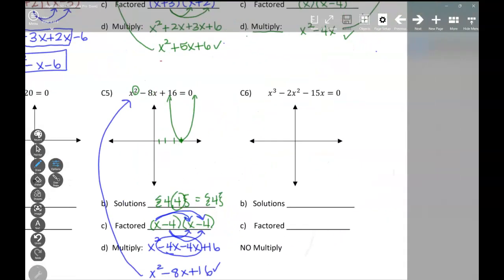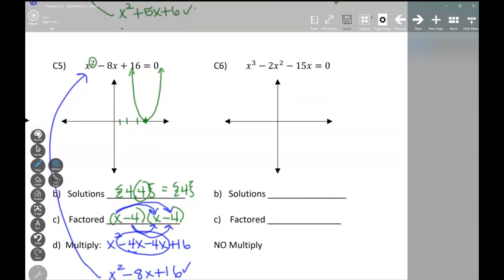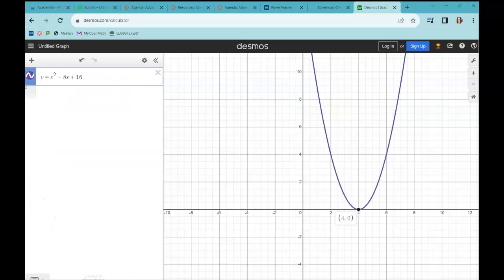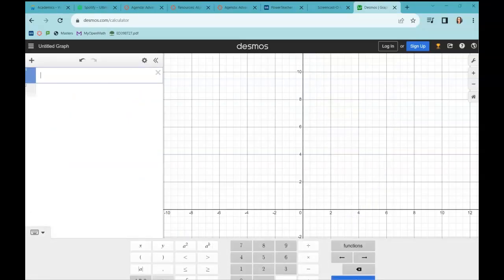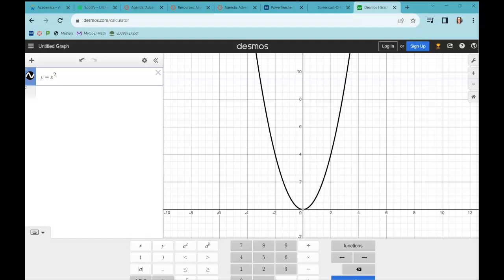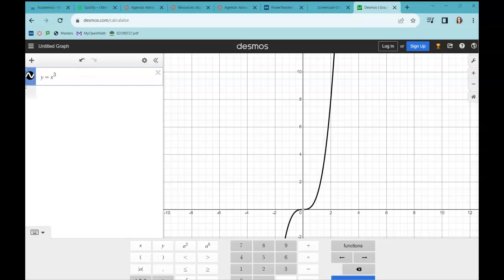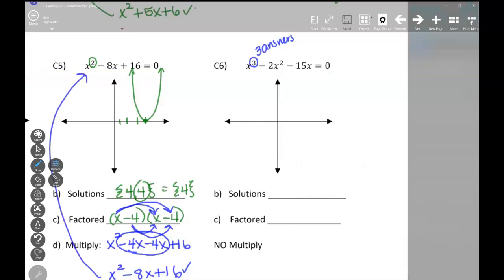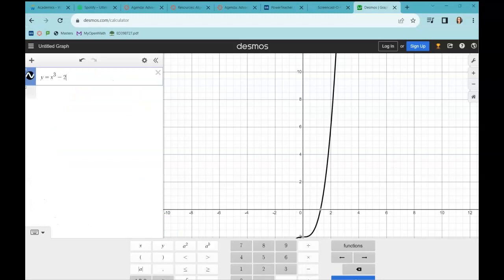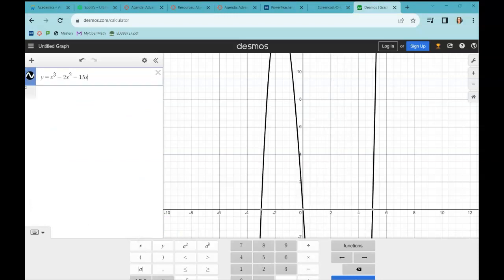Okay, we have one left here. This one is a cubic function. Cubic functions look different because they have 3 answers. Let's plug that one in the graphing calculator, x cubed minus 2x squared minus 15x. So y equals x cubed. I always do the arrow up and then I go back and put a 3 there. Oh goodness, I already forgot what it was. Minus 2x squared minus 15x.